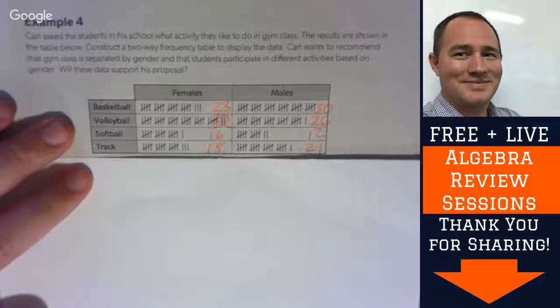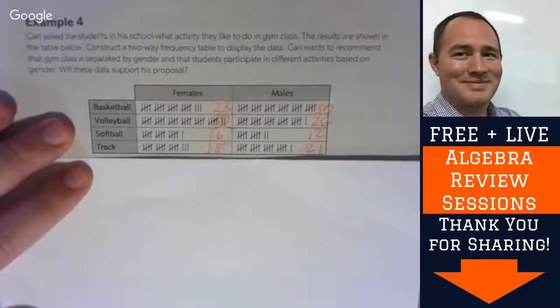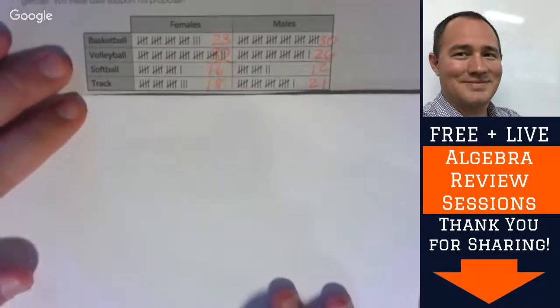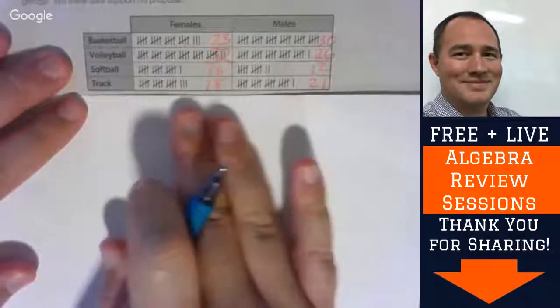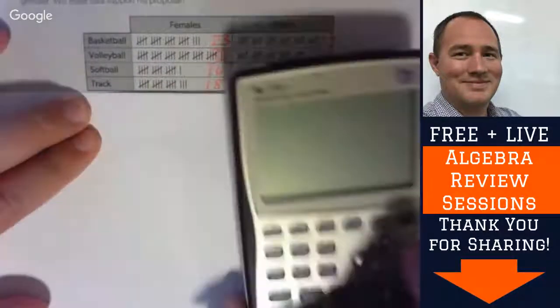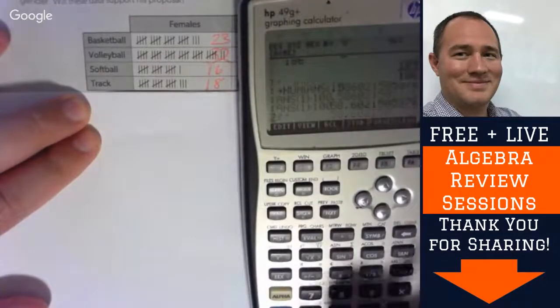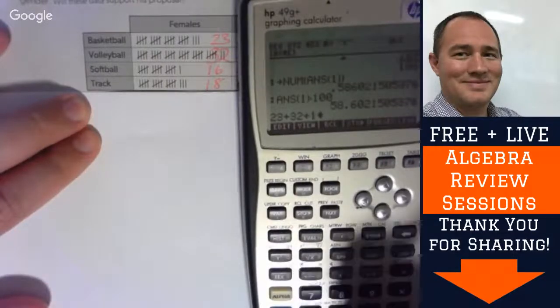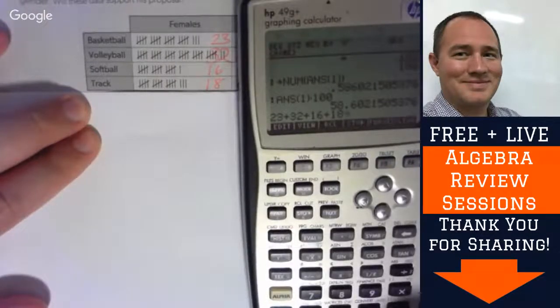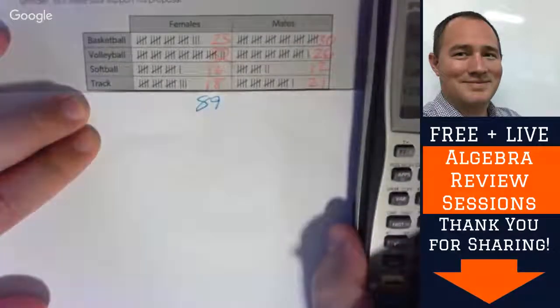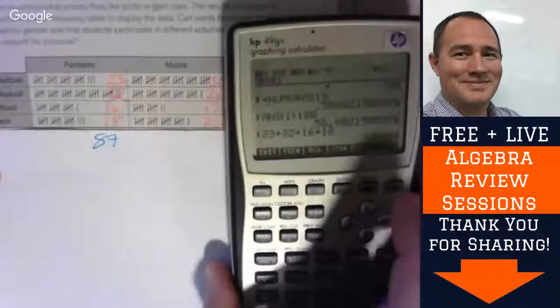So now in order to do a frequency table, we actually need to find the totals. So let's find the totals happening here. For all of the females, we're going to find how many total females were in this survey. 23 plus 32 plus 16 plus 18 gives us 89. And how many males were surveyed?